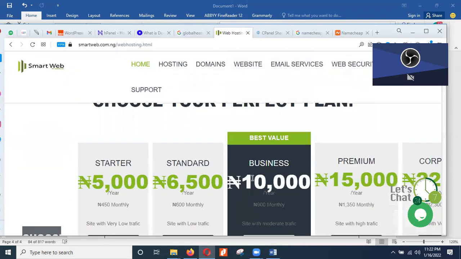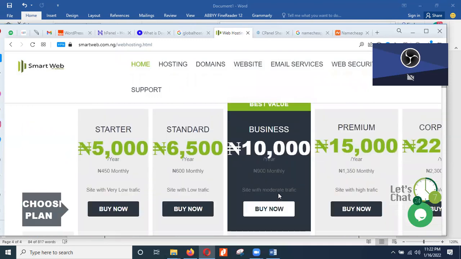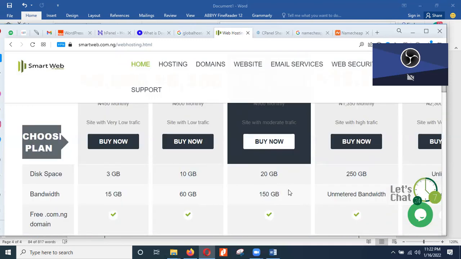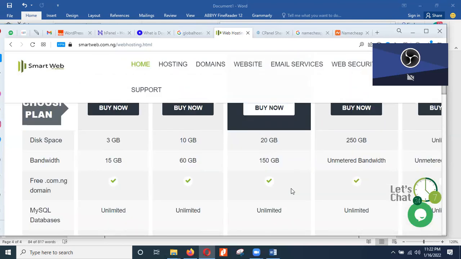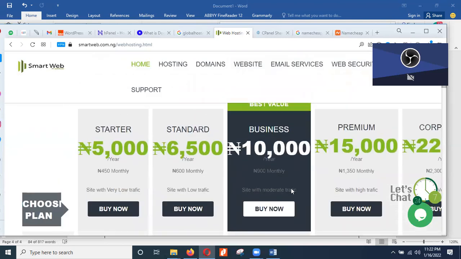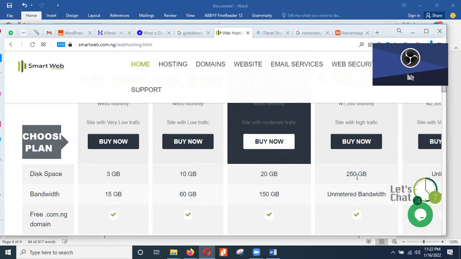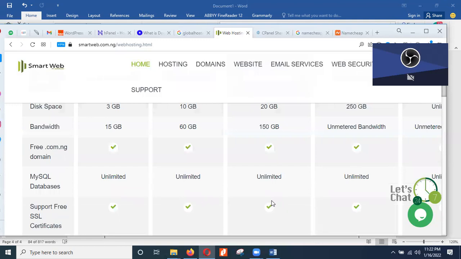Then this one sells for 10,000 naira, which is the business plan, which is what they refer to as their best value, and their best value gives you 20 gigabytes of space and 150 gigabytes of bandwidth. Then the one of 15,000 naira, you get 250 gigabytes of space and unlimited bandwidth, and like that it continues.